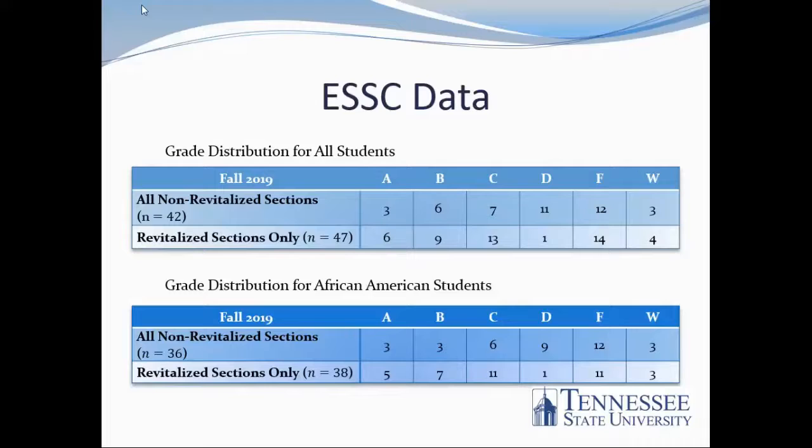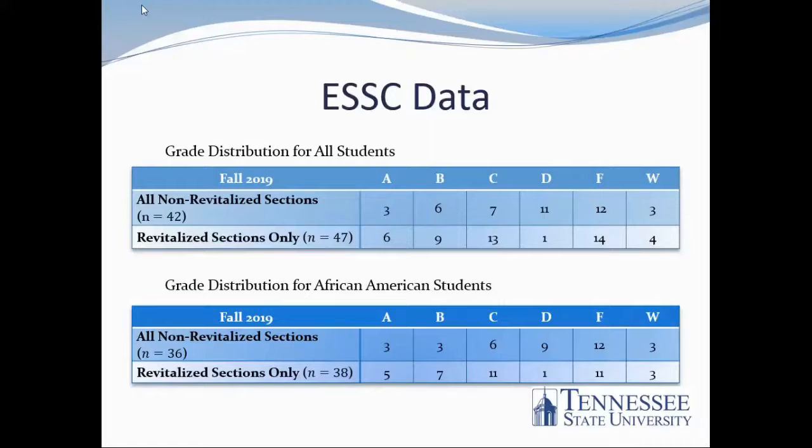And when we disaggregated that data for African American students, we see that in the non-revitalized section, there were 36 African American students, and in the revitalized section, there were 38. In the non-revitalized section, the courses taught the traditional way, 3 students earned an A. But in our revitalized section, 5 students earned A. In the non-revitalized section, 3 students earned a B. In our revitalized section, 7 earned B. And in the non-revitalized section, 6 African American students earned a C, and in the revitalized section, 11 earned the grade of C.